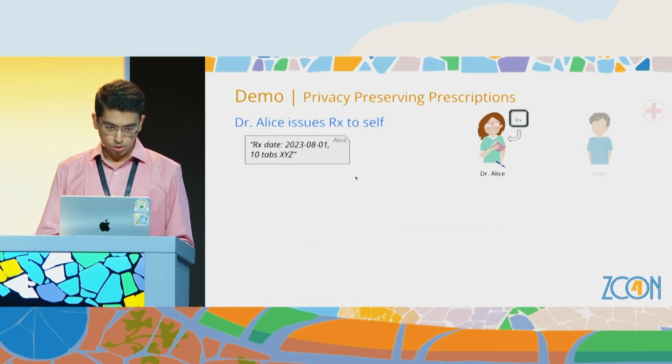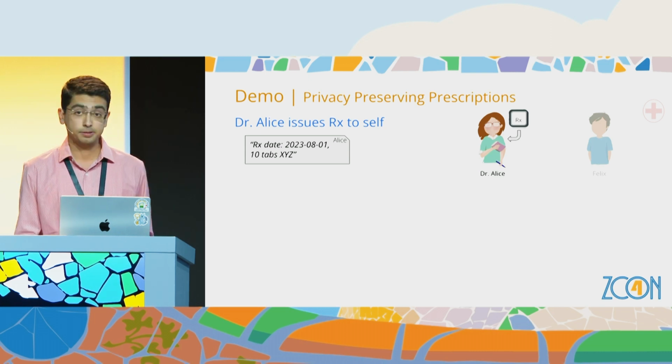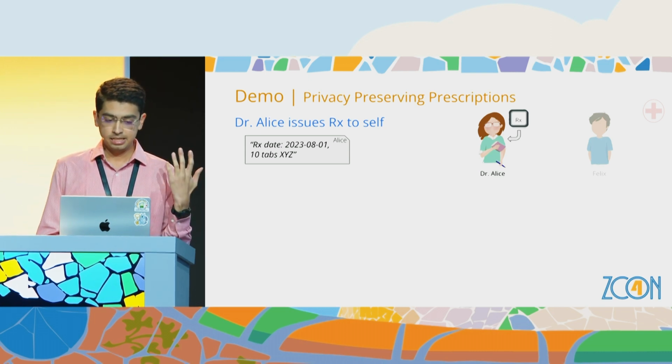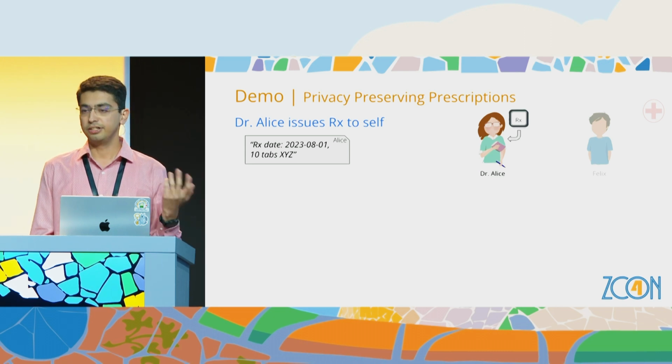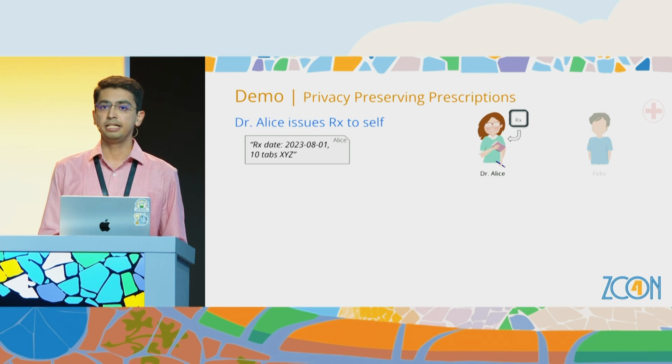So now we start with the first step, which is Alice issuing the prescription to herself. We assume that the prescription has a date, today's date, and the amount of medication that is to be given to Bob.